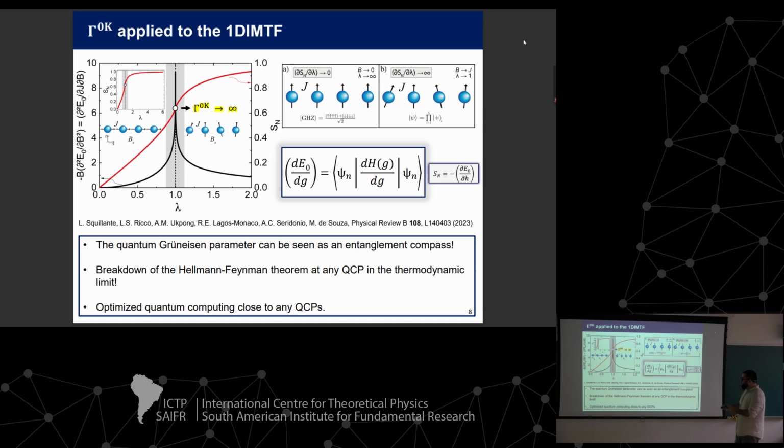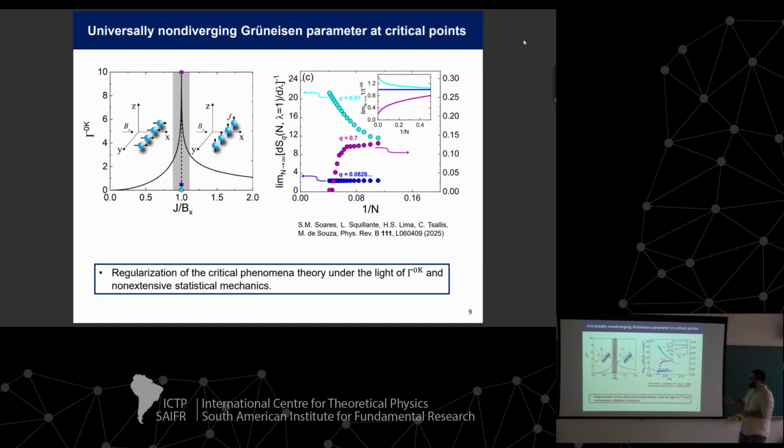And based on that, as a step further, we have used the so-called non-extensive statistical mechanics. Maybe you know Constantino Tsallis from CBPF. He proposed a new form of entropy that works well where the Boltzmann-Gibbs entropy fails. And the Boltzmann-Gibbs entropy fails right at the critical point.